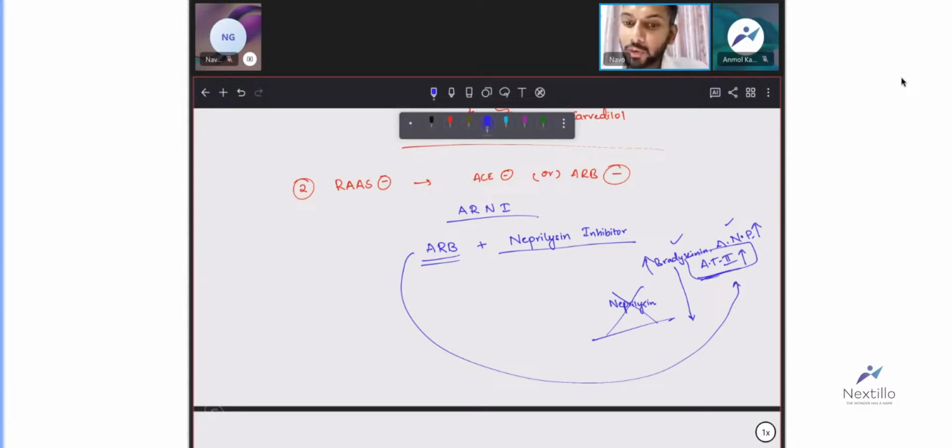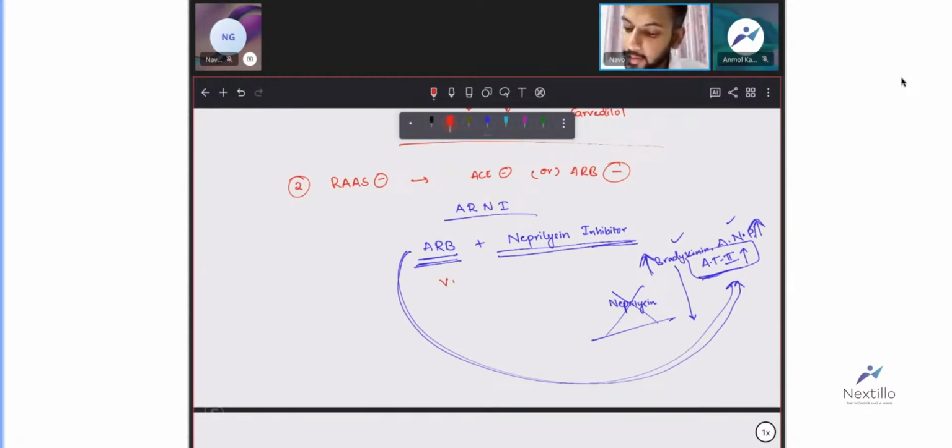So you can see how many good effects we are having with this drug. Neprilysin inhibitor is causing increased bradykinin and increased ANP, and ARB is decreasing this angiotensin 2. So we are using angiotensin receptor blocker plus neprilysin inhibitor. What is it? It is valsartan plus sacubitril. So this has got the second highest mortality benefit.